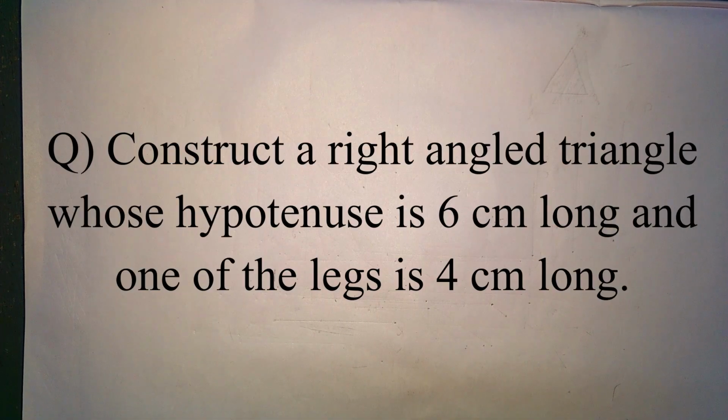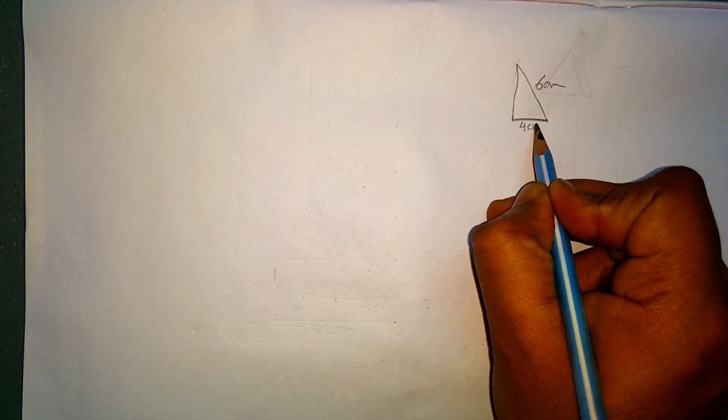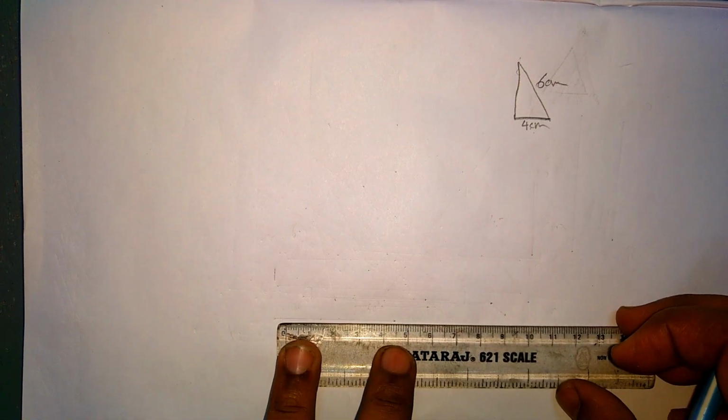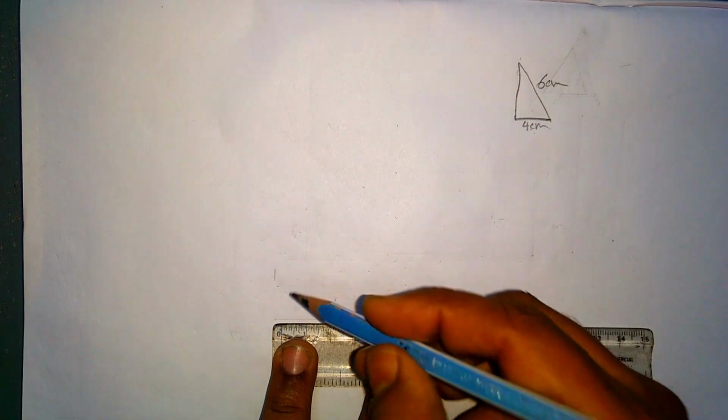Construct a right angled triangle whose hypotenuse is 6 cm long and one of the legs is 4 cm long. So let us draw a rough diagram. This is a right angled triangle. Hypotenuse is given 6 cm and one of the leg is given 4 cm. So we have to take base as 4 cm. So first of all we will draw base of measure 4 cm.